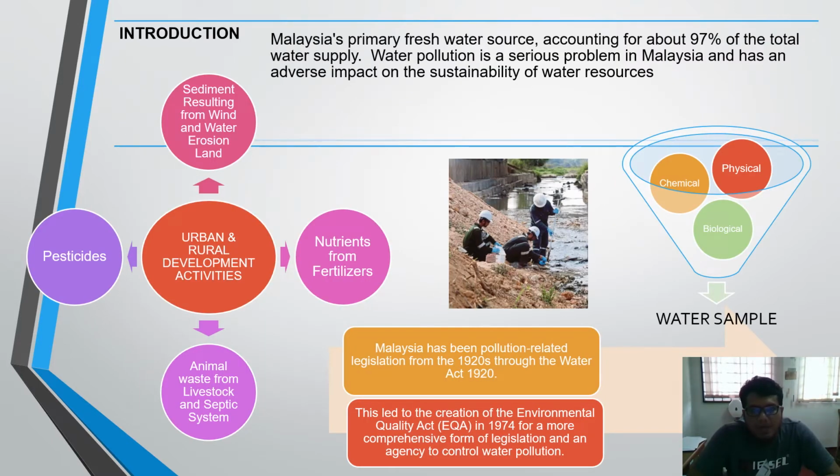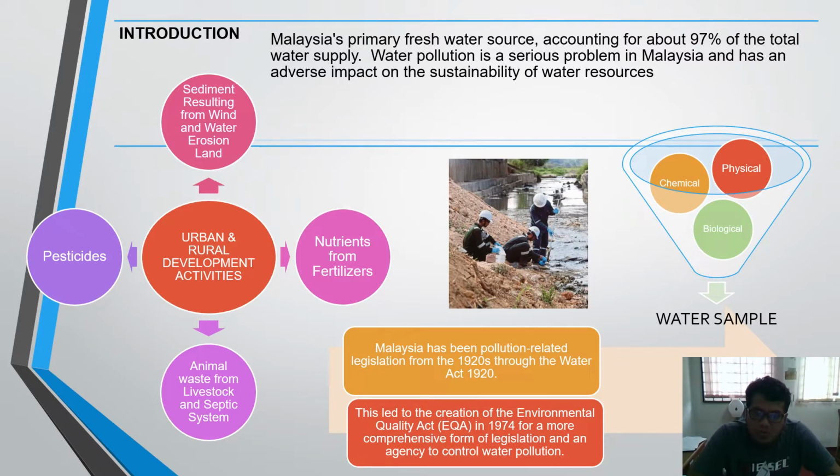For the introduction, rivers are Malaysia's primary freshwater source, accounting for about 97% of the total water supply. Water pollution is a serious problem in Malaysia and has an adverse impact on the sustainability of water resources. River pollution will cause significant effects to aquatic life, to humans, and to the economy. In terms of economy, when there is a water disruption, it will cause factories to shut down their production, which will cause a significant impact to the economy of Malaysia.